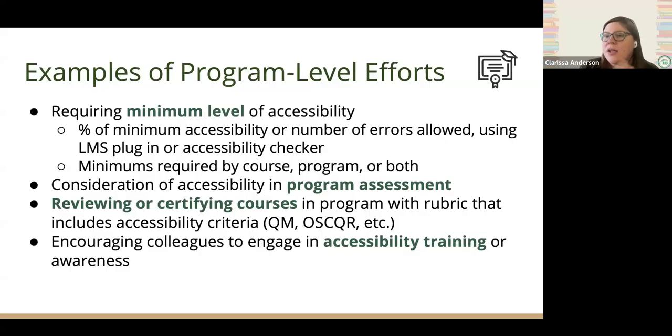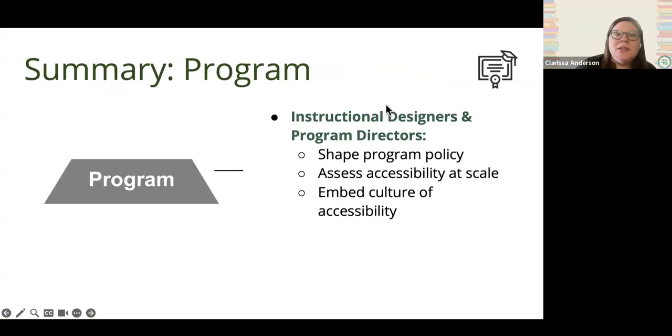And also, just as we were saying earlier, encouraging others to engage in the accessibility training or also just sharing that awareness as well. I think in general, it's best not to assume that others know about accessibility. And there's always more that we can learn because there's always things changing with accessibility too.